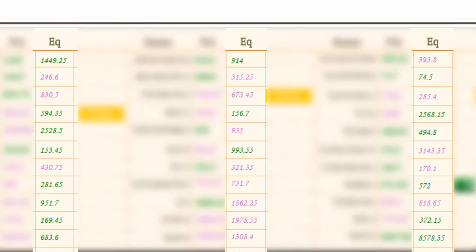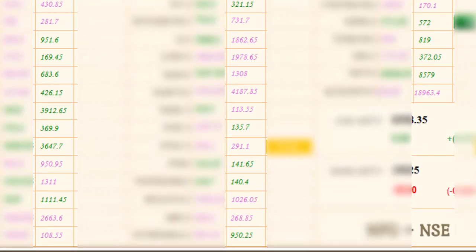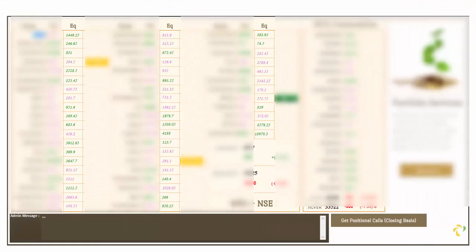The next one is the equity LTP price. This equity LTP price is for reference purposes. For example, clients who want to trade by comparing the future price and equity price can use this equity price for reference. So these equity prices are only for reference.